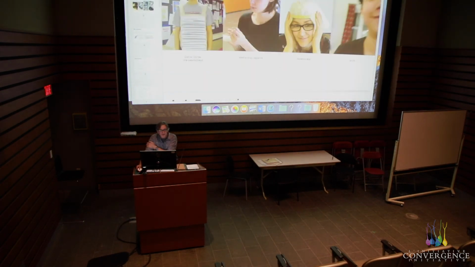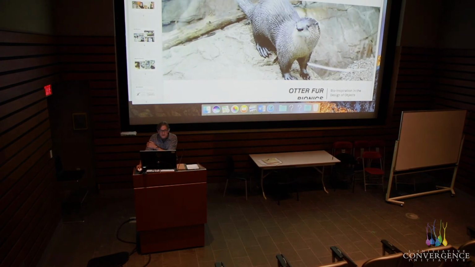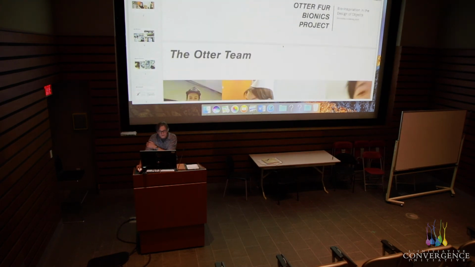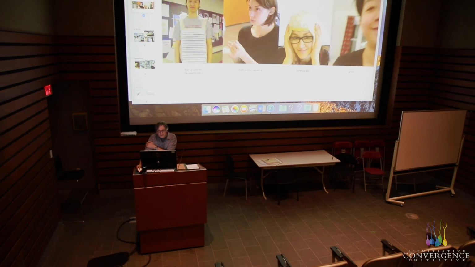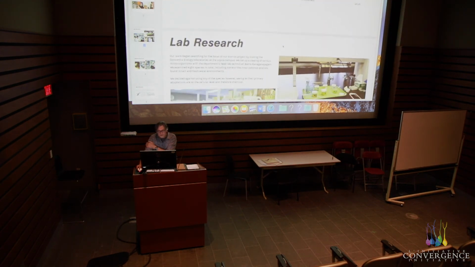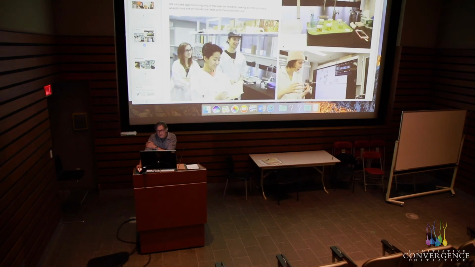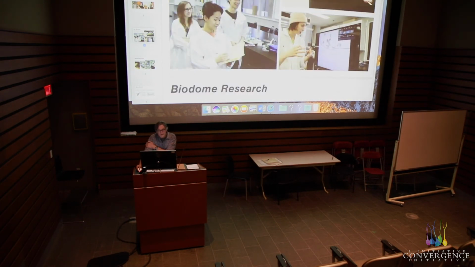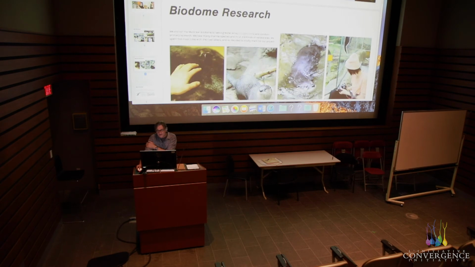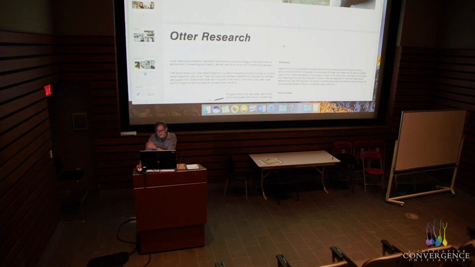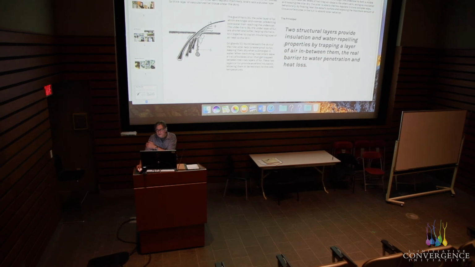There was some other part of it where it explains the three different layers. The fur of the otter has three different layers, and there is an in-between layer which catches air. Two structural layers provide insulation and water-repelling properties by trapping a layer of air in between them, the real barrier to water penetration and heat loss.